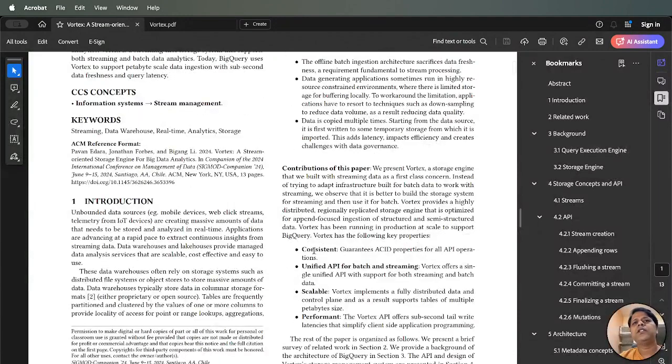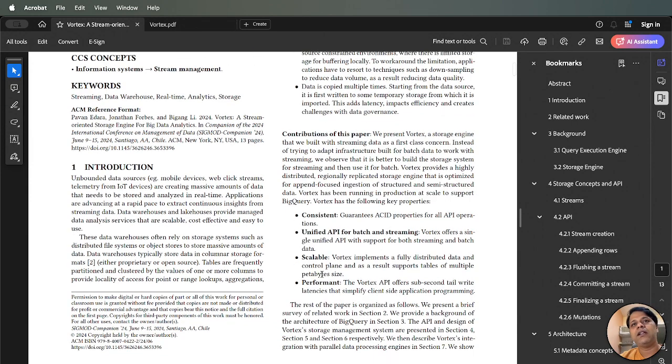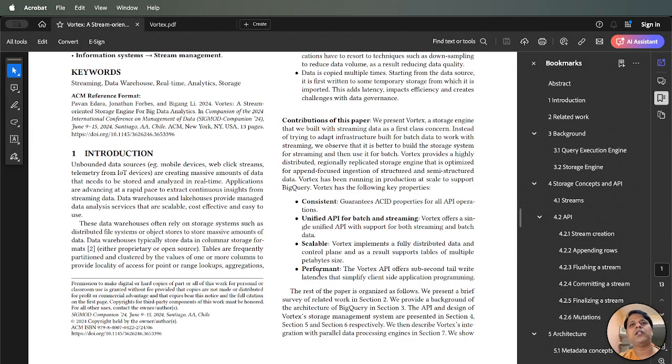These are the features of Vortex. It talks about ACID compliance, a unified API, and scalability, because it handles all of the streaming data ingestion, materialization, and distributed management of data, all in itself. It is very scalable.